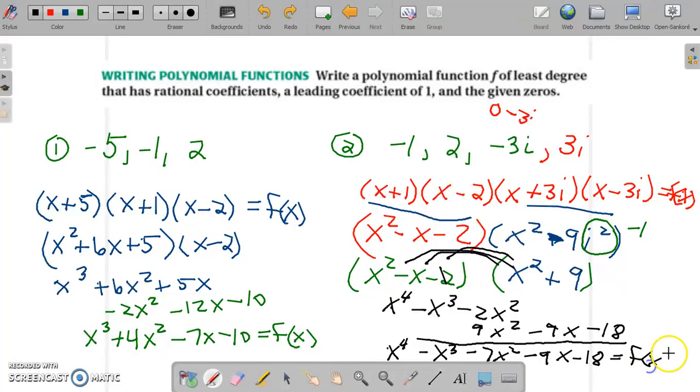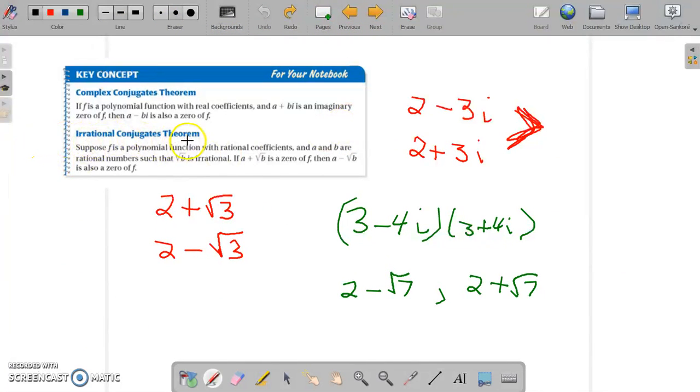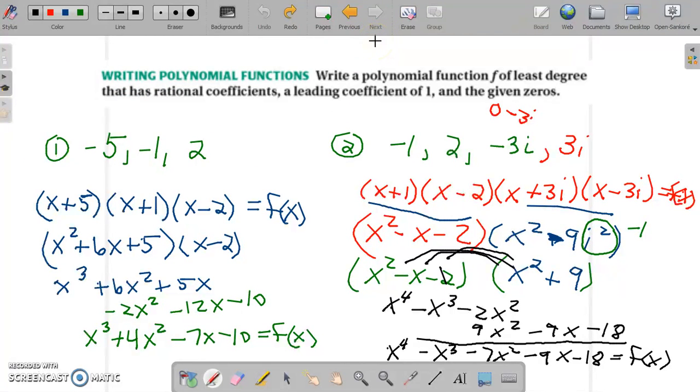Voila. So in your homework problems, you're going to be asked to do a few of these problems. So you're going to be doing a little multiplication, and you have to understand your complex conjugate and your irrational conjugate theorem that we have here on this previous page. Let me go back there, show it to you one more time. The irrational conjugate theorem and the complex conjugate theorem. Okay, good luck.